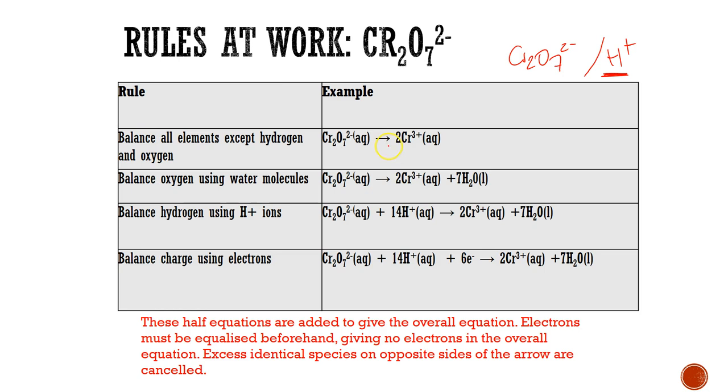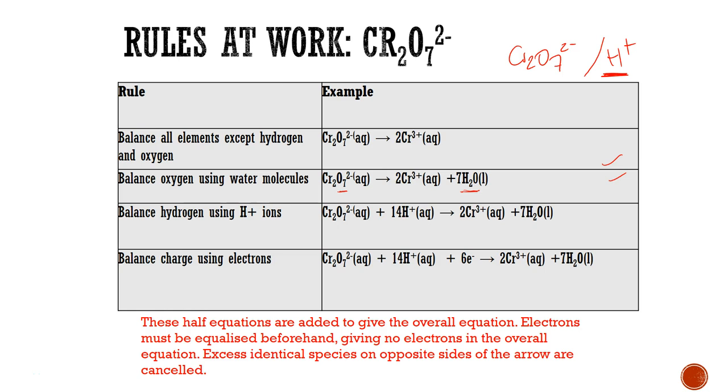Okay, step 1 done. Step 2 was balance oxygens by adding water. Now, I have 7 oxygens on the left-hand side. I will need to add 7 water molecules on the right-hand side. Done. That's step 2. Step 3 was to balance any hydrogens by adding H+. And because we've added these 7 water molecules, I now have a lot of extra hydrogens on the right-hand side. So in fact, I have 14 hydrogens on the right-hand side. So I have to add 14 H+ over on the left-hand side.